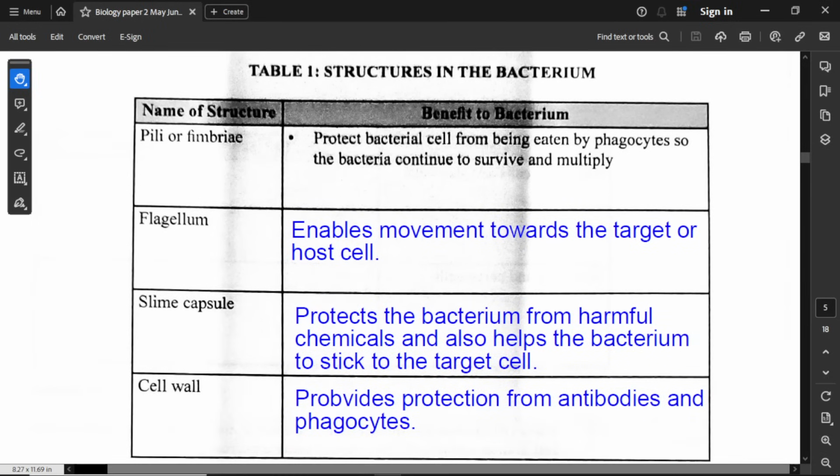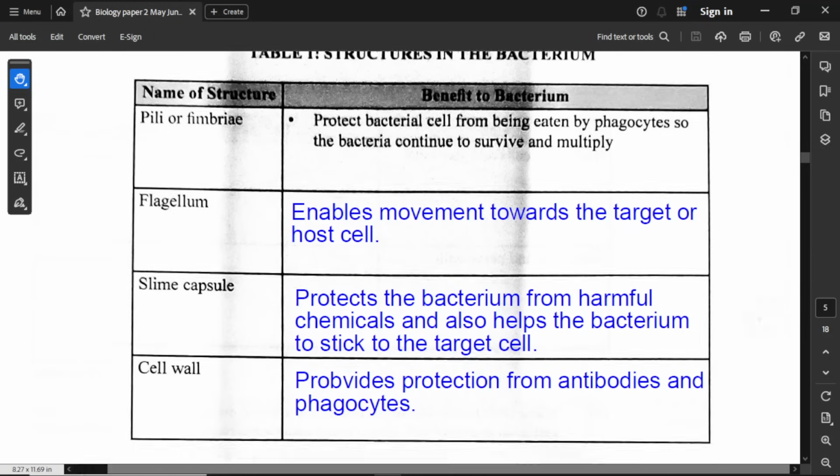We have our pili, which is also called our fimbriae. We also have our flagellum. We have our slime capsule, or you can just say capsule, and we have our cell wall. All right, as they gave us the example up top there. So I'm going to go straight into flagellum, and flagellum enables movement towards the target cell or the host cell.